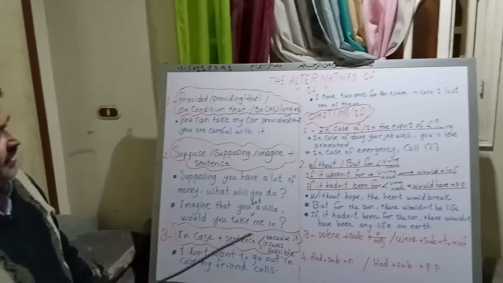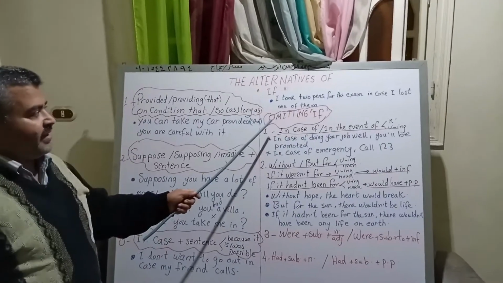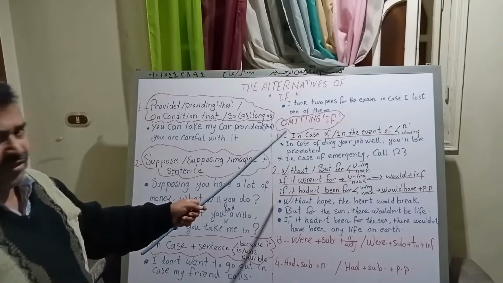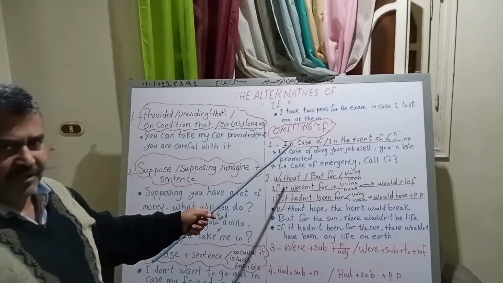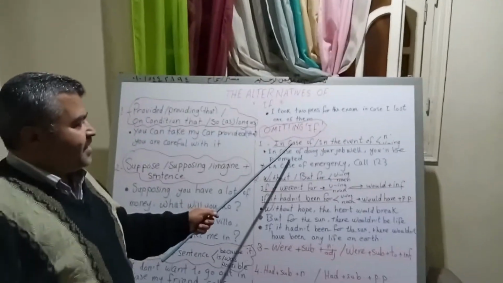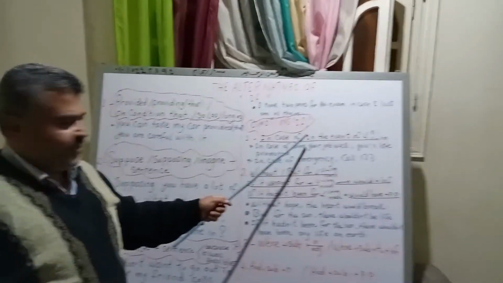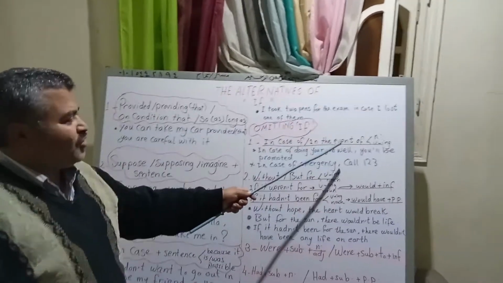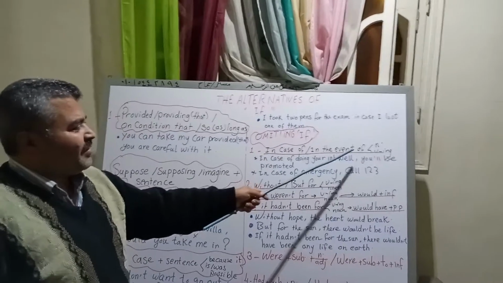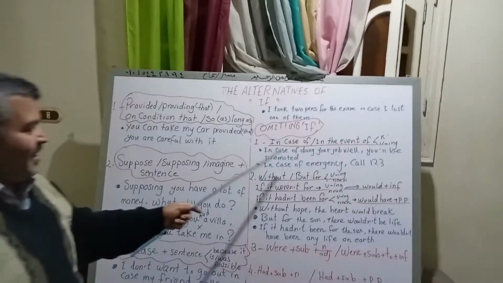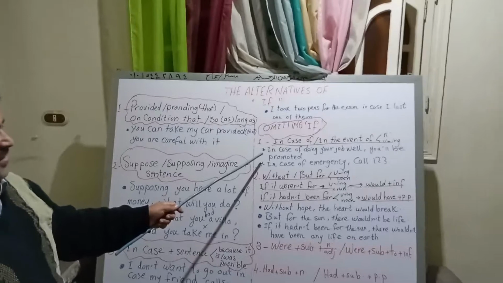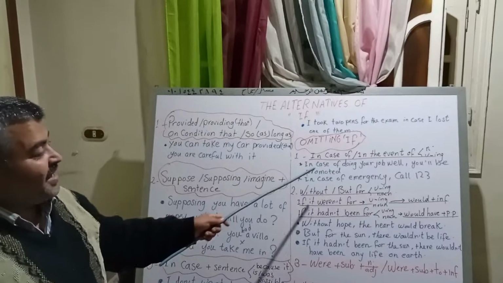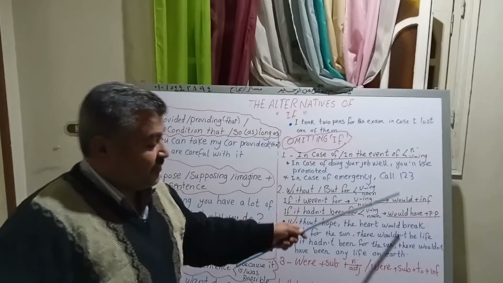My dear students, there are some cases in which I can omit if and use other words instead of if. The first words you use instead of if are in case of or in the event of. After in case of or in the event of, we use a noun or verb plus ing. Look carefully at these examples. In case of doing your job well, you will be promoted. In case of emergency, call 123.